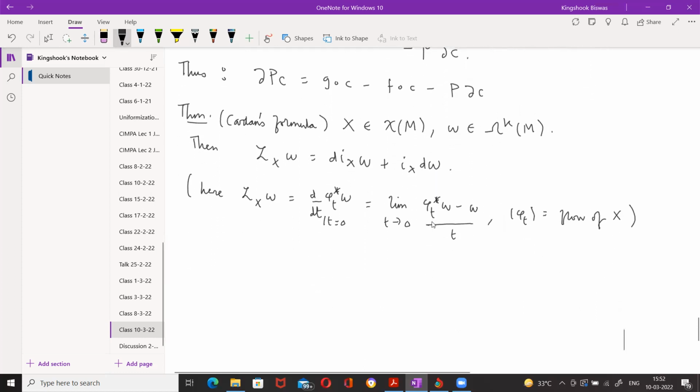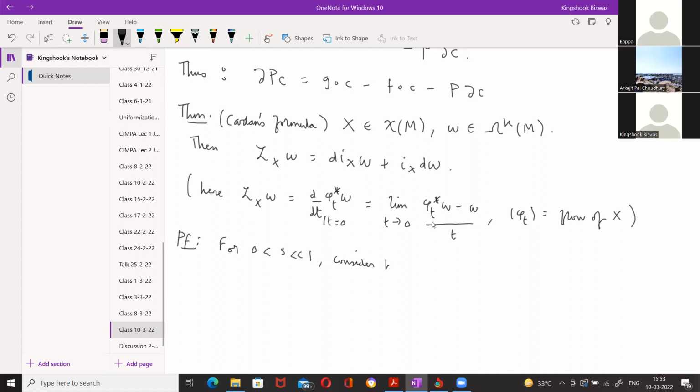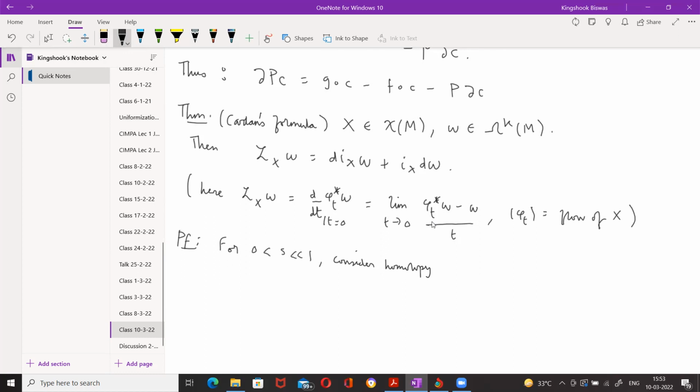Okay, so let's prove this. So we have phi t is the flow of X. So for s small, positive and very much smaller than 1, consider the homotopy phi_st, t belongs to [0, 1], and let P_s be the corresponding prism operator.